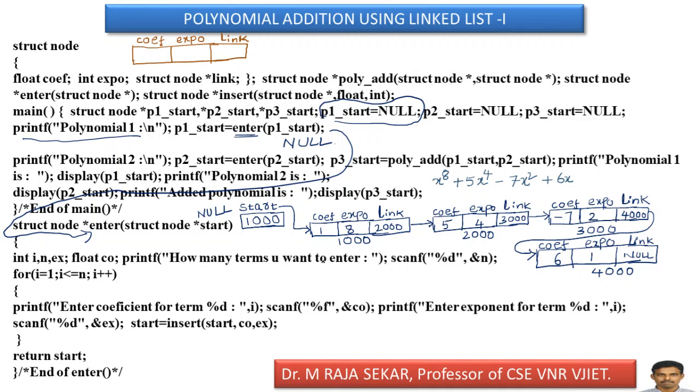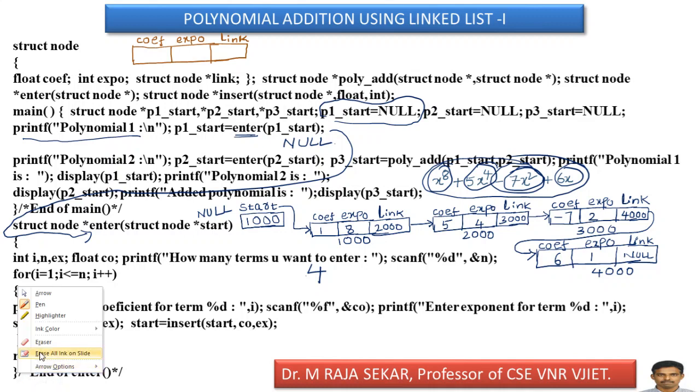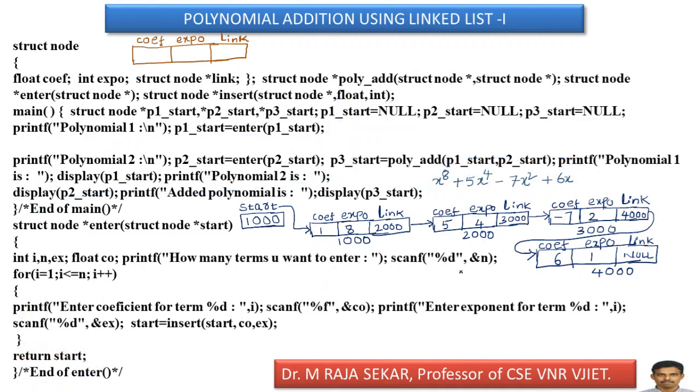Printf, how many terms you want to enter? As I want to represent this particular polynomial, 1, 2, 3, 4. Therefore, in this polynomial, I have 4 terms. First term, second term, third term, this is third term, and fourth term. Let me say how many terms you want to enter means, let me say I entered number 4. That number 4 will get stored in the place of n. Therefore, my n value is 4, isn't it?